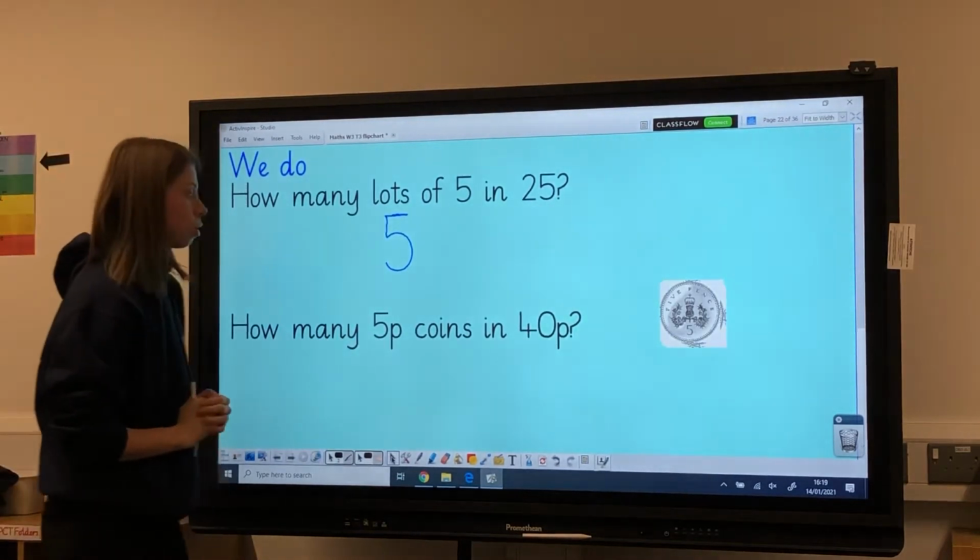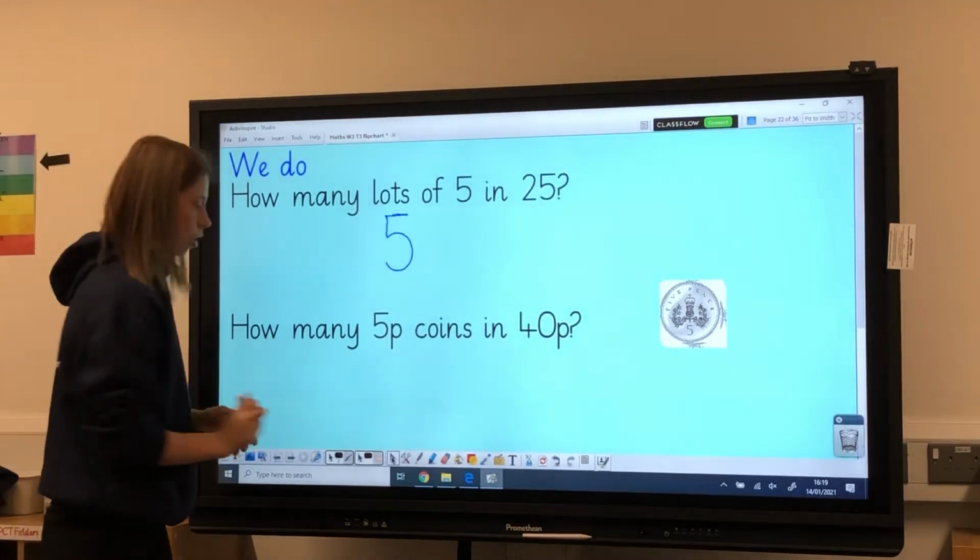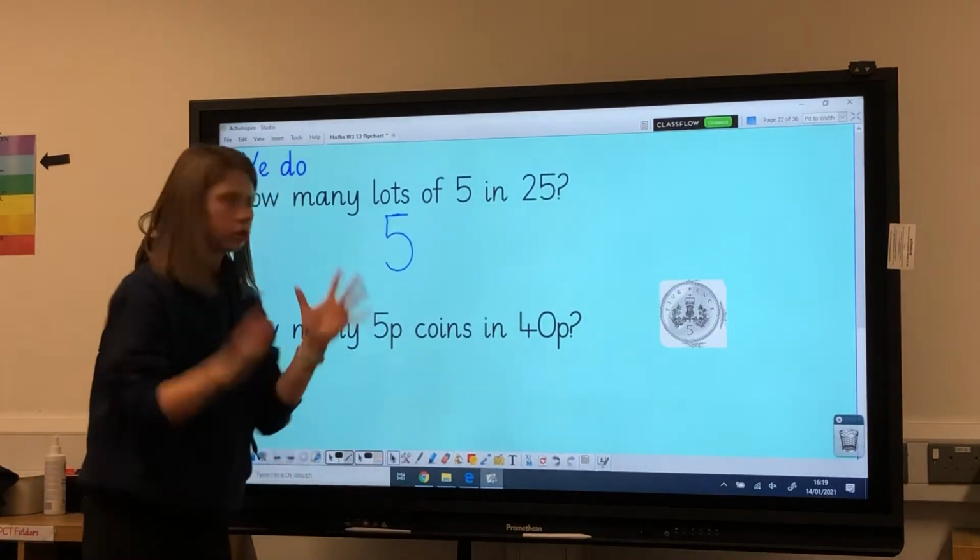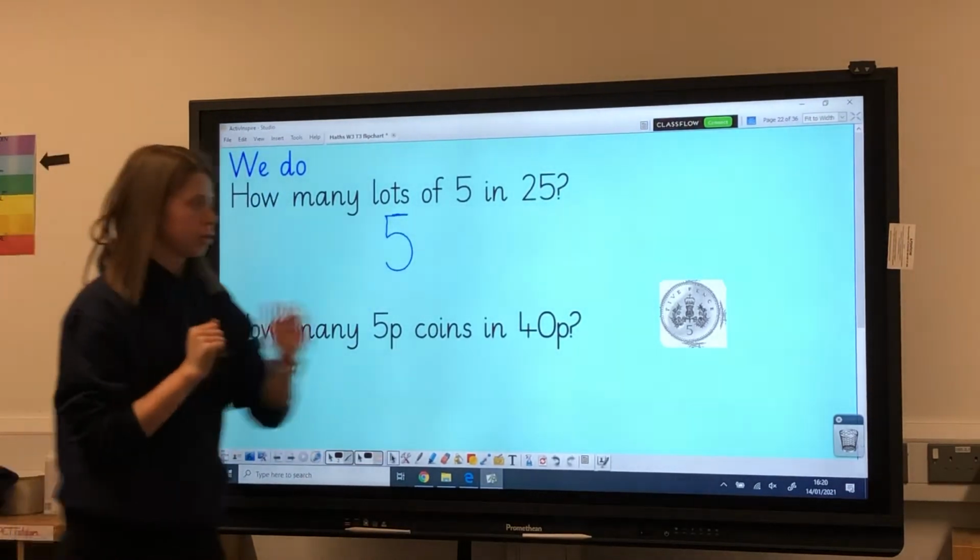Okay, now we're going to go back to our money. How many 5p coins in 40p? So again, we could use our fingers to help us, or we could use some 5p's.